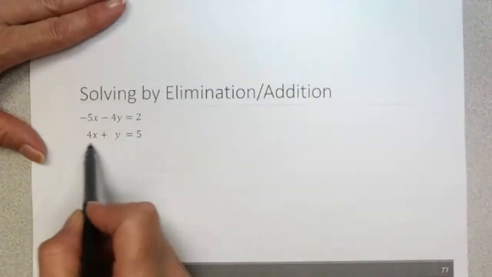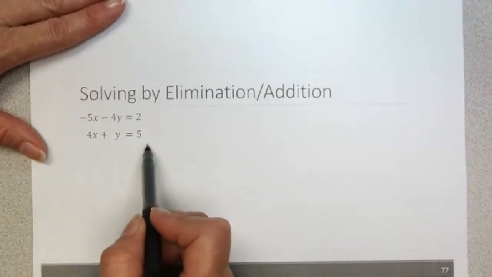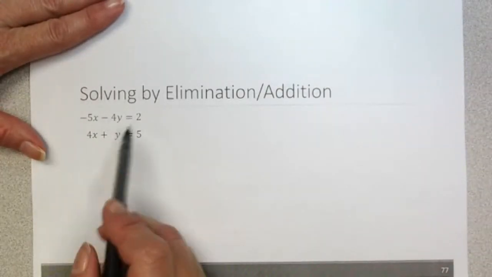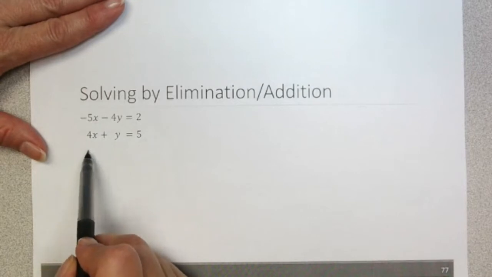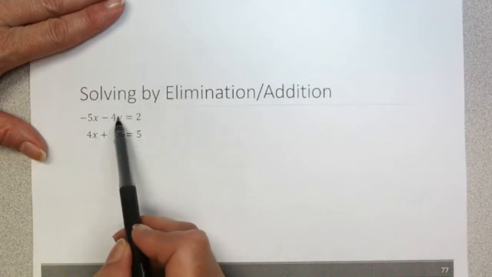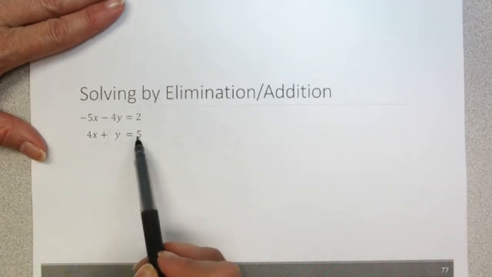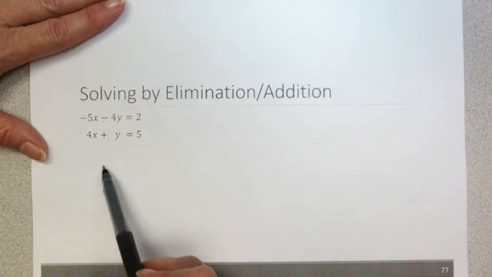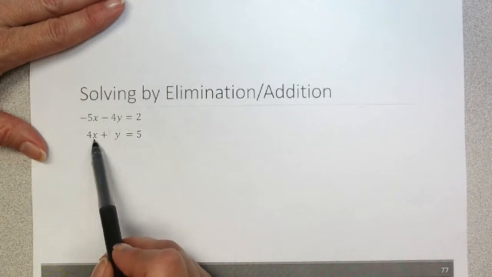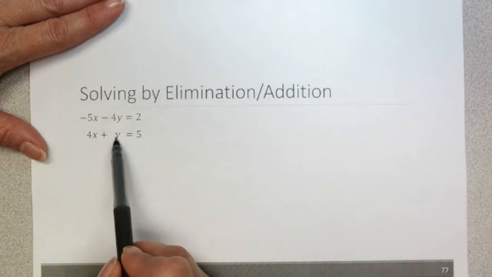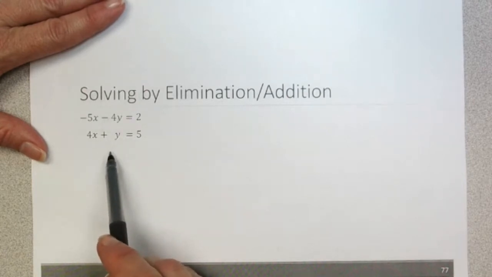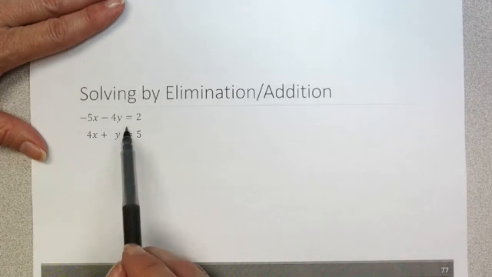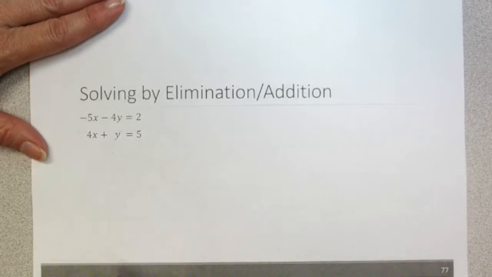Now, if I just add these two equations like they are, though, none of the variables are going to add out, right? If I add negative 5x and 4x, I get negative x. If I add negative 4y and y, I get negative 3y. But I don't want that to happen. I want either the x terms to add out or the y terms to add out. So I'm going to need to multiply one or maybe both of these equations by some constant so that when I add them together, one of the variables will add out.